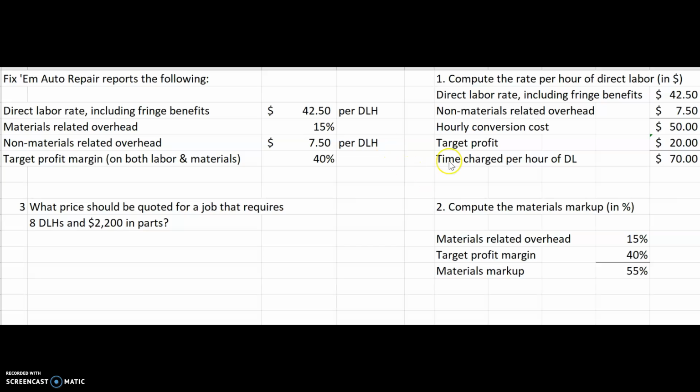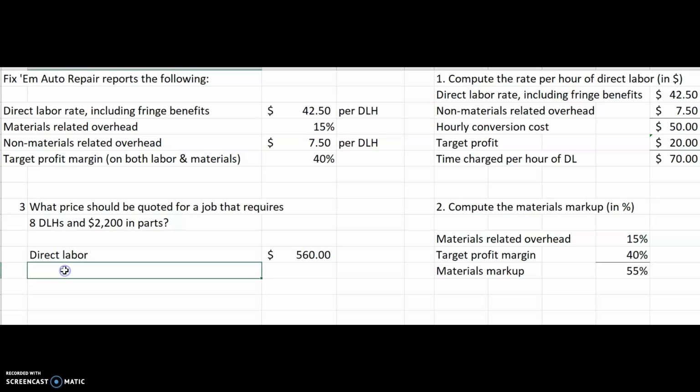Now that we know what we're going to charge per hour of direct labor and we know the materials markup percentage, we can quote a job. So here we've got a job that is 8 direct labor hours. So our direct labor, we're going to take that 8 hours, multiply it by the $70 an hour.